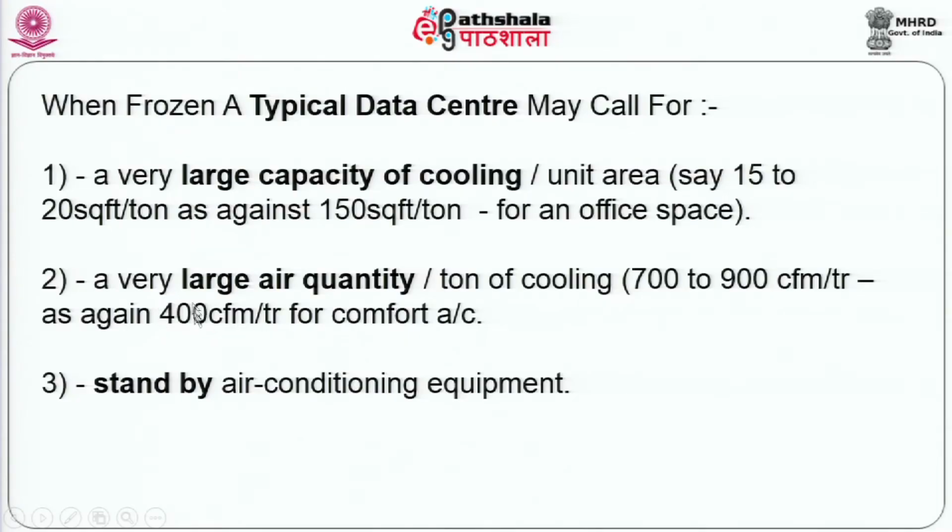In the place where you had a latent load, one would say that you need a smaller air quantity per ton, whereas here you will need a larger air quantity. The larger air quantity can be as large as follows. In a normal air conditioner, if you take your catalog, you will find that your room air conditioner at home, for every ton of air conditioning, gives out 400 CFM per ton, whereas a data center air conditioner will give out something like 700 to 900 CFM per ton.